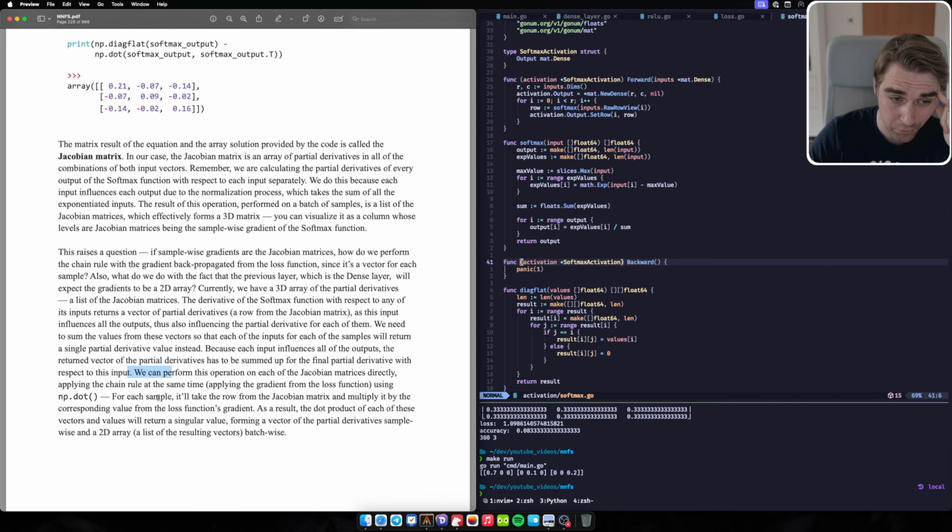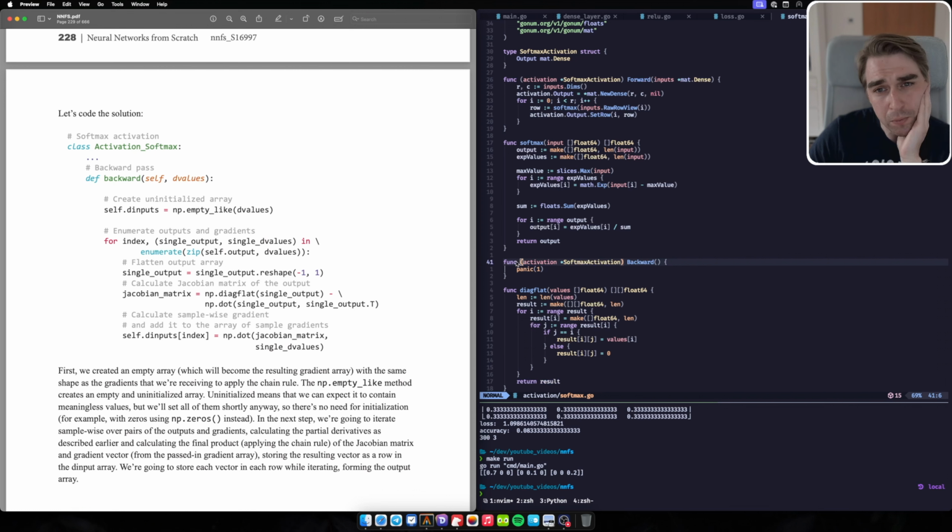Using np.dot, for example, the dot product, for each sample it will take the row from the Jacobian matrix and multiply it by the corresponding value from the loss function gradient. As a result, the dot product of each of these vectors and values will return a singular value, forming a vector of partial derivatives sample-wise, and a 2D array.